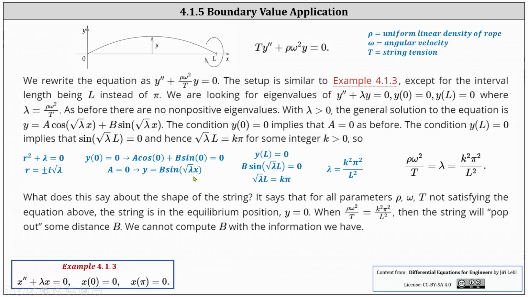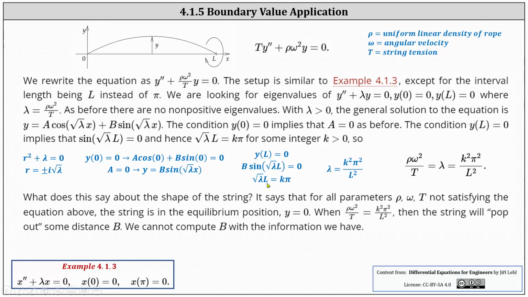And now we consider the condition y of L equals 0, which again I've shown here below in blue. If y of L is equal to 0, then we have the equation b sine of square root lambda L equals 0. This is true when b is 0, which we don't want, or when the sine function is 0. Recall the sine function is 0 when the input is a multiple of pi, which indicates the equation is true when square root lambda times L is equal to k times pi, where k is some integer greater than or equal to 1.